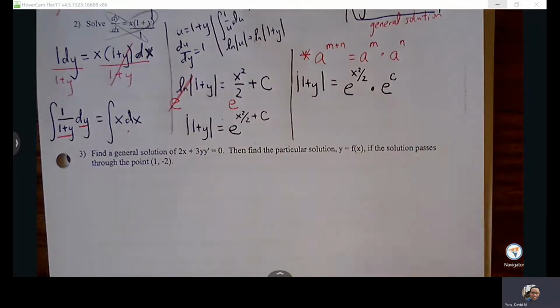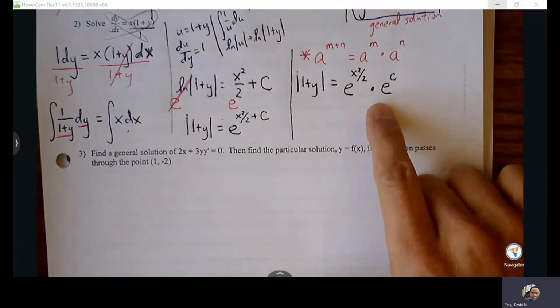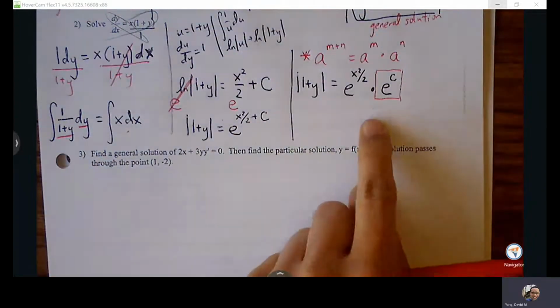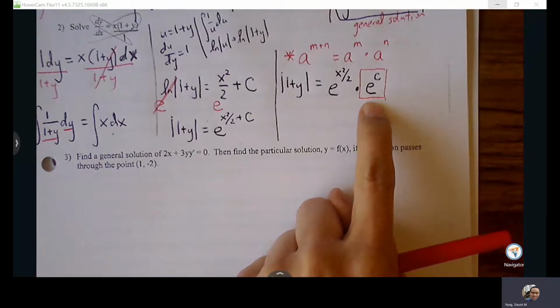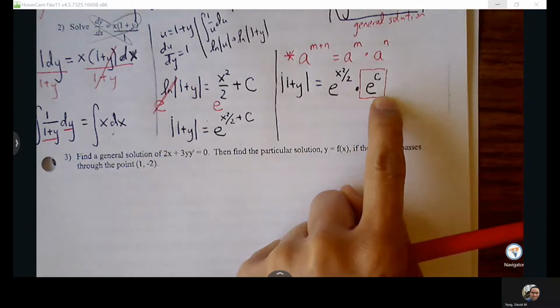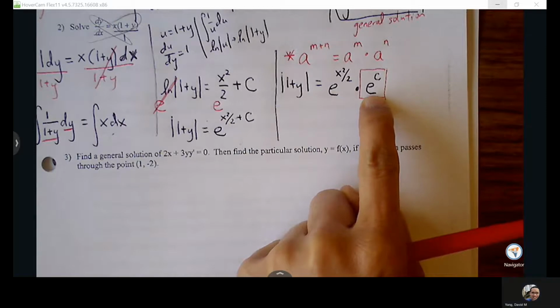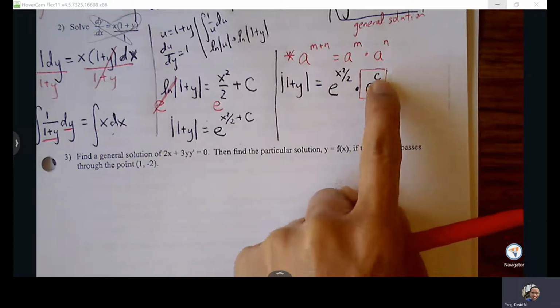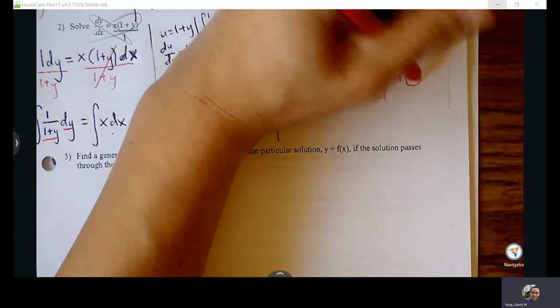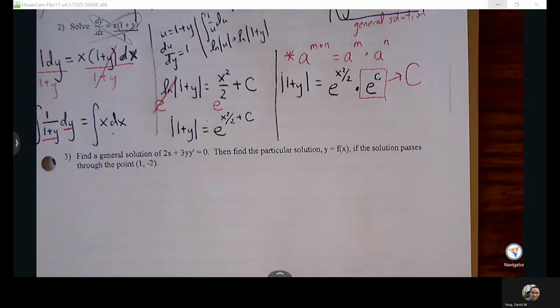Okay. Now, we're getting closer towards cleaning this up because I want us to explore what this means. What do you know about this e to the c? Any idea here? What's E? E is a constant. C is also a constant. What happens when we have a constant raised to a constant? Still a constant. So we can just replace this e to the c with just a big C. Does that make sense?